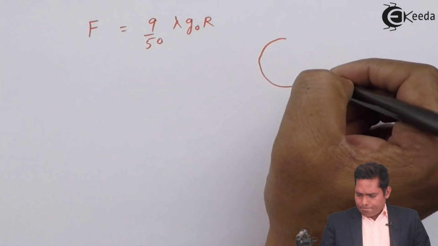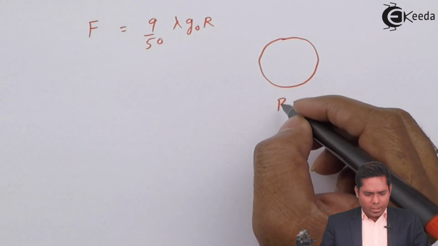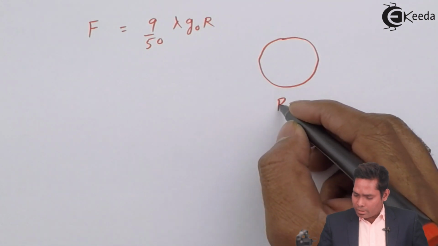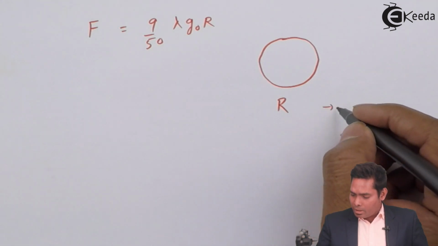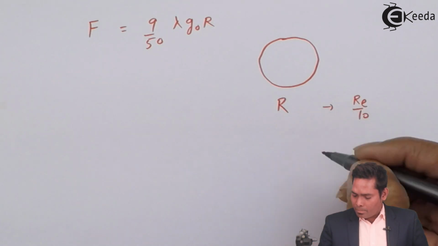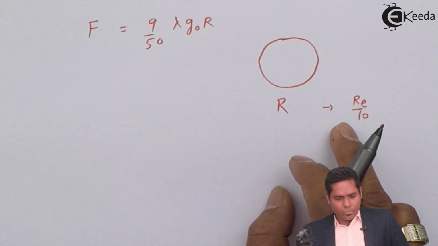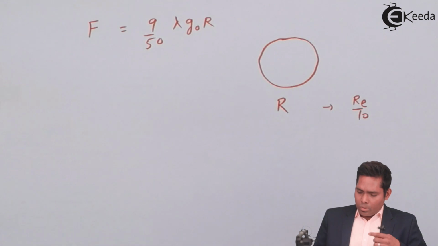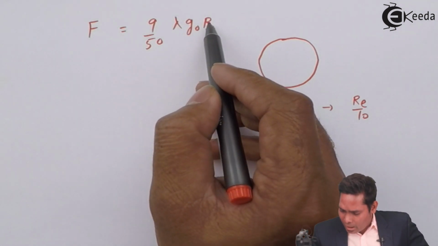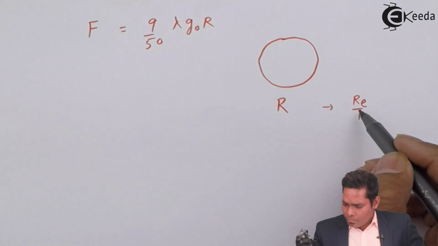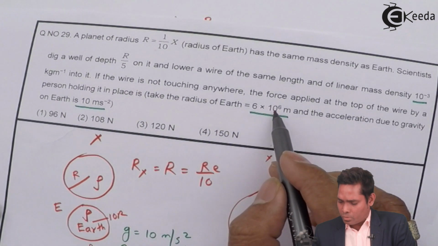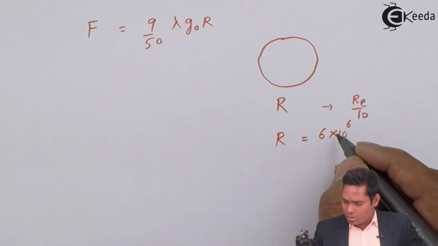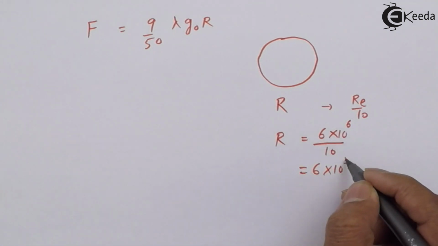Now for the planet, r is the radius, as I see in the question here. The planet of radius r is Re by 10. So this has radius r, and that is Re by 10. Its density being the same, radius is changing, mass density is the same. So now I have to find, lambda is known and r is Re by 10, and radius of earth is 6 times 10 raised to 6. So radius of this planet equals 6 times 10 raised to 6 divided by 10, that is 6 times 10 raised to 5 meter.